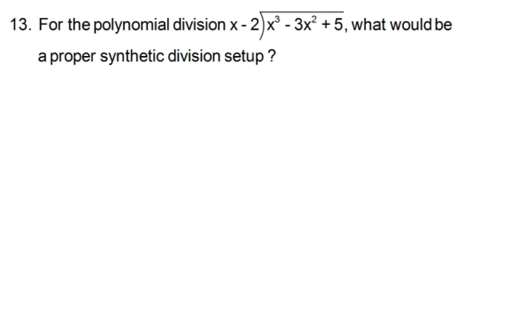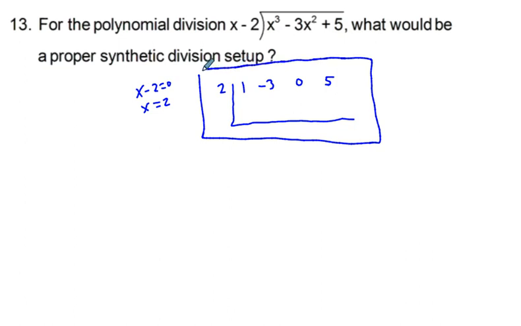Okay, and then we have these last three in this test preview are regarding polynomial division. So we're asked for the polynomial division x minus 2 as the divisor and x cubed minus 3x squared plus 5 would be a proper synthetic division setup. Well, for that, we will take the value of the 0, and to do that, if we see x minus 2 is equal to 0, then x is going to be equal to 2. So 2 is going to go out here, and then we have 1x cubed, minus 3x squared. And now this is critical. We don't have any x's represented, so we're going to have to put 0 here, and then 5. So this is our proper synthetic division setup, and this is going to be our correct answer. And going ahead, we could perform that division quite easily too, but that's as far as we need to go.